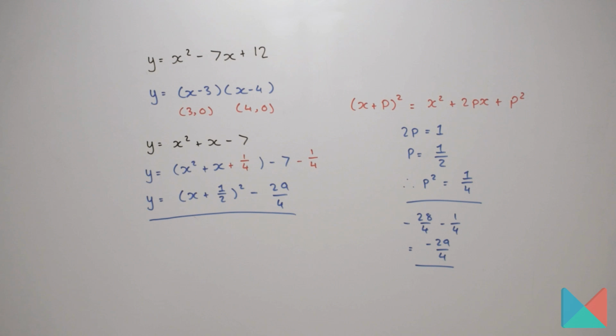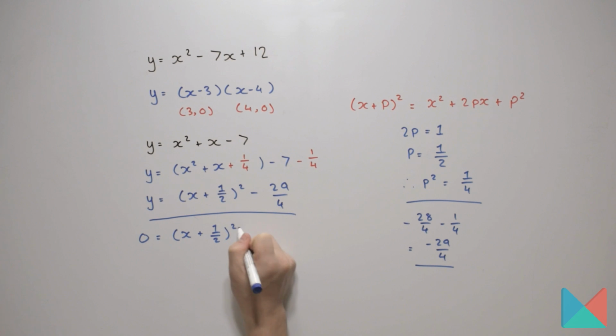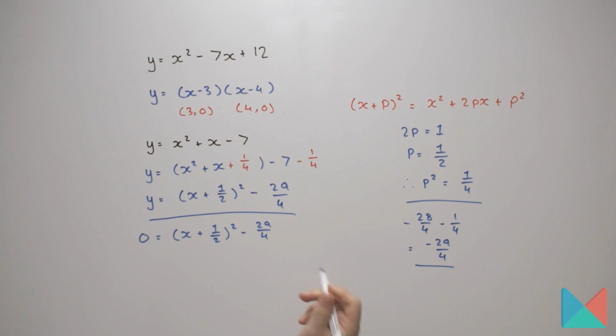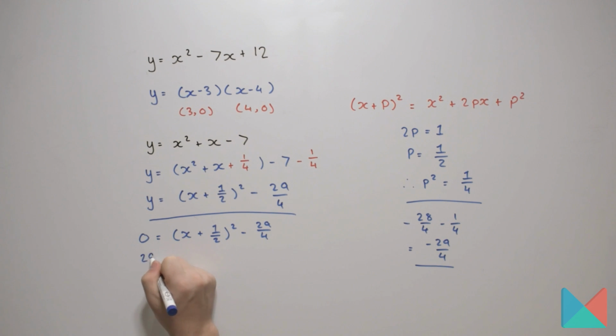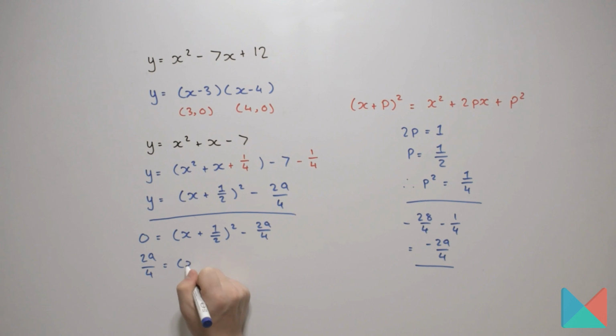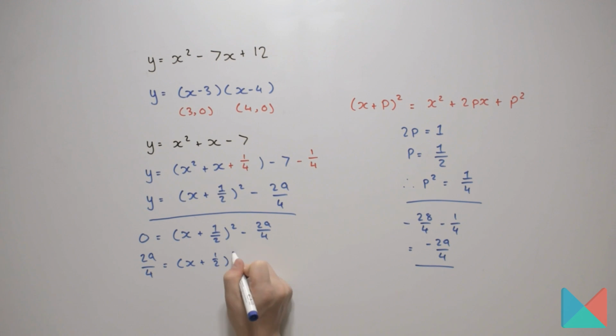And now to find the x-intercepts, we just make y equal to 0. So we have, let's just rewrite it. x plus 1/2 squared take 29/4. And we'll take the -29/4 to the other side of the equation. So we get 29/4 equals x plus 1/2 all squared. And now by square rooting both sides, we get x plus 1/2 is equal to plus and take the square root of 29/4.